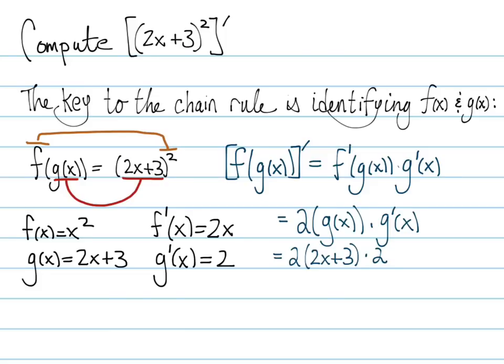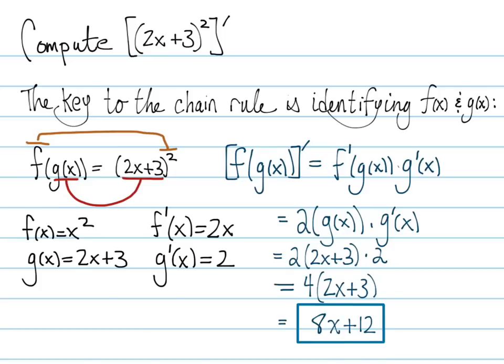Take the derivatives of f and g, so we can plug them into this nice formula. By plugging them in, we get that f prime is 2 times whatever's inside, so f prime of g of x is 2 times g of x times g prime of x. And if we go ahead and plug everything in, we get 2 times 2x plus 3 times 2, which is 4 times 2x plus 3, which is 8x plus 12.